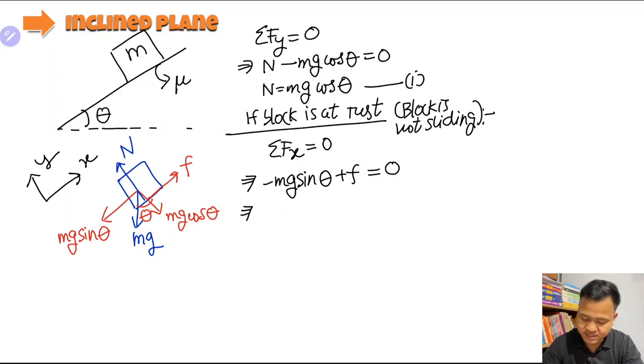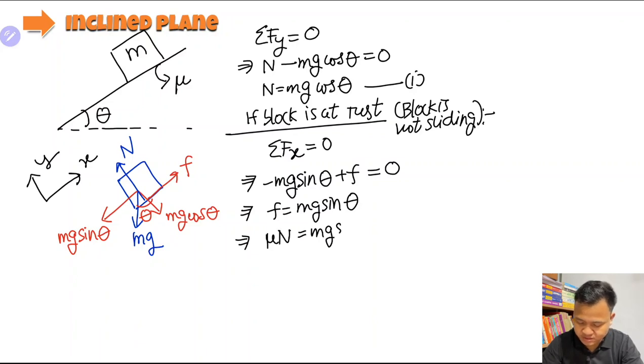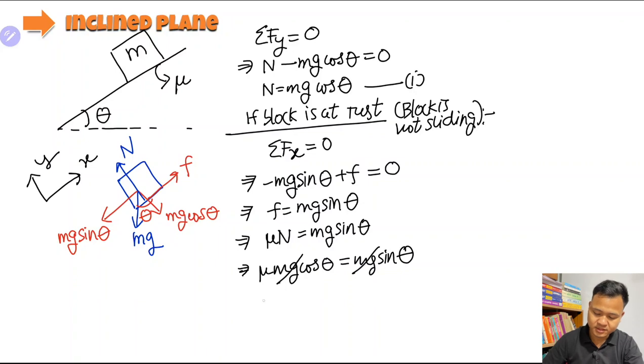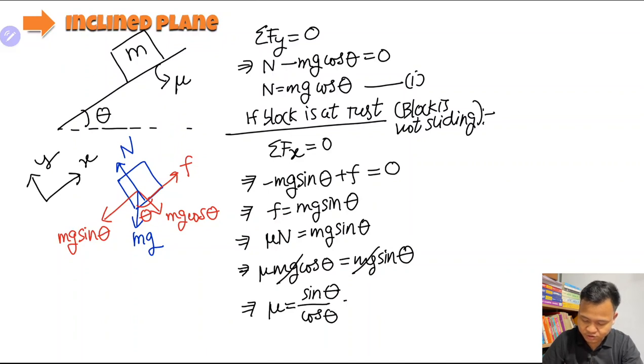Transferring mg sin theta, f is equal to mg sin theta. By the friction force formula, mu N equals mg sin theta. So from equation 1, N is mg cos theta. So I have mu into mg cos theta, and this should be equal to mg sin theta. The mg cancels out, right? So if I transfer cos to the right side, mu should be equal to sin theta divided by cos theta. Sin by cos is tan theta. So this is tan theta.